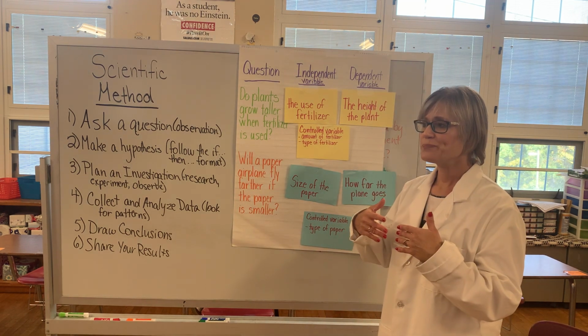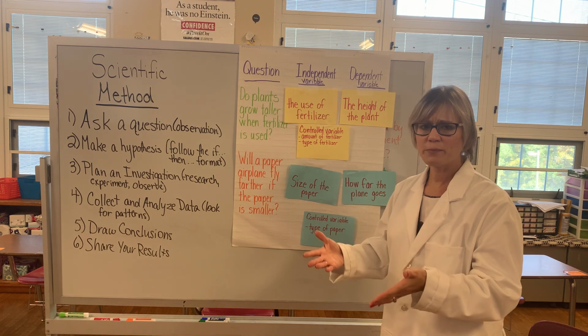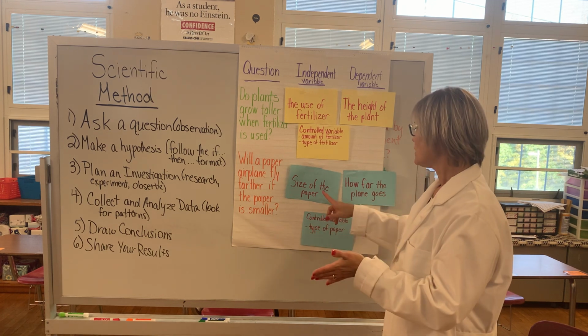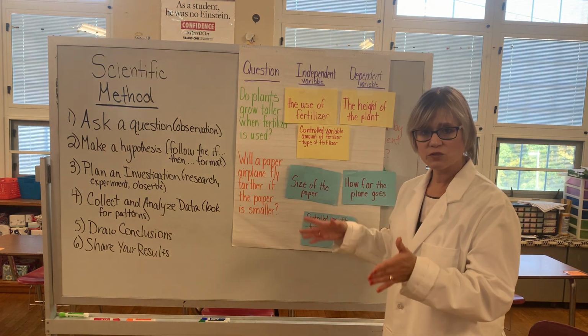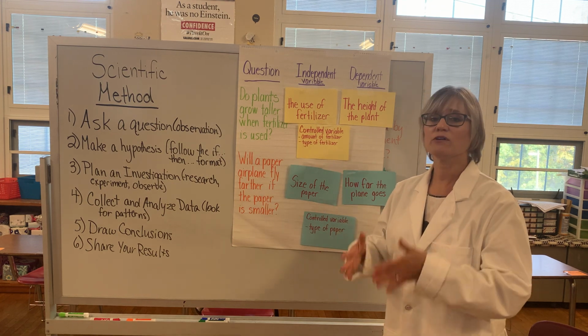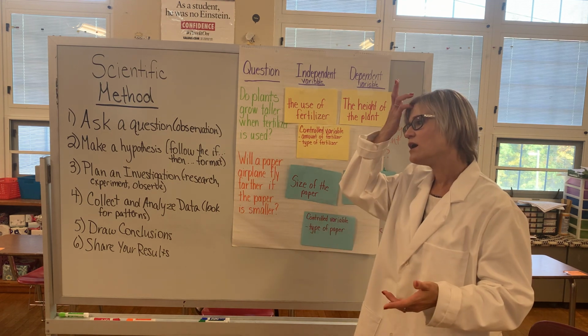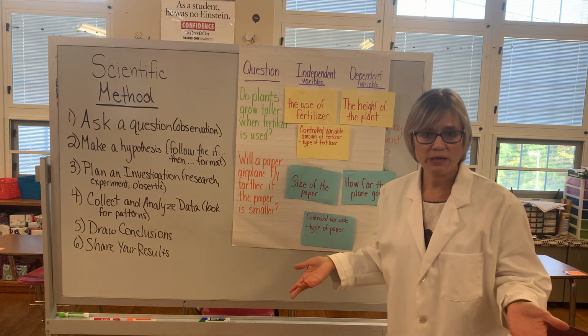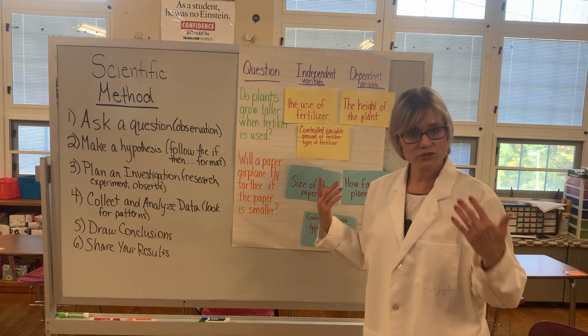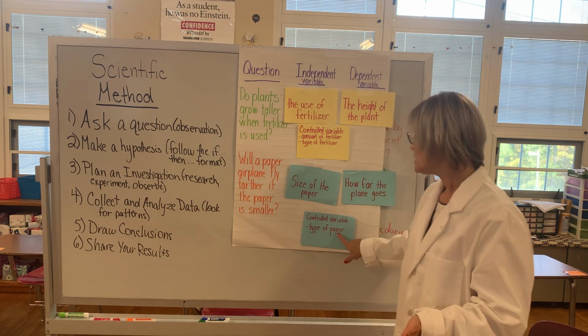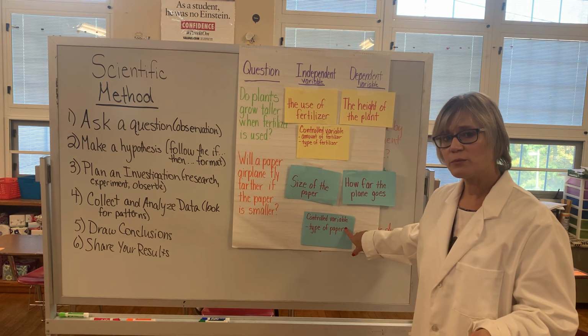So if I use copy paper for the paper airplane, for the small one, I'm going to use copy paper for the large one too. If I use construction paper for the small one, I want to use construction paper for the big one too. So that's going to be my controlled variable.